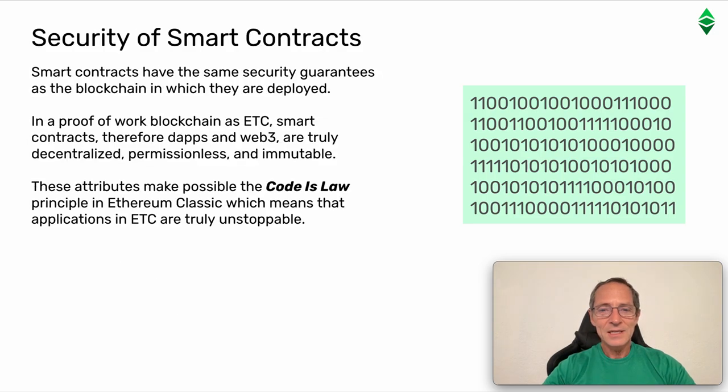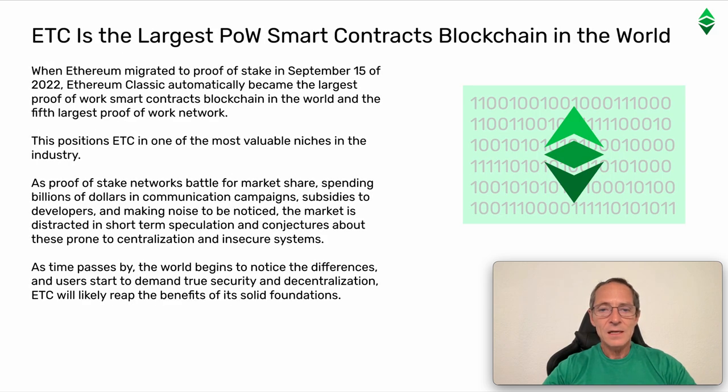Security of smart contracts. Smart contracts have the same security guarantees as the blockchain in which they are deployed. In a proof-of-work blockchain such as ETC, smart contracts, and therefore dApps and Web3, are truly decentralized, permissionless, and immutable. These attributes make possible the code is law principle in Ethereum Classic, which means that applications in ETC are truly unstoppable. ETC is the largest proof-of-work smart contracts blockchain in the world.